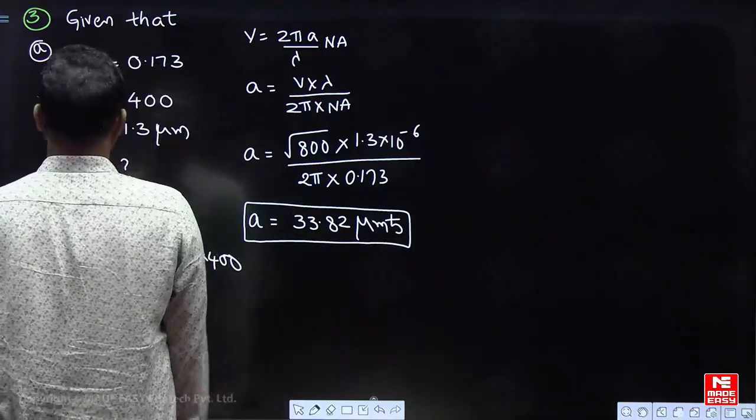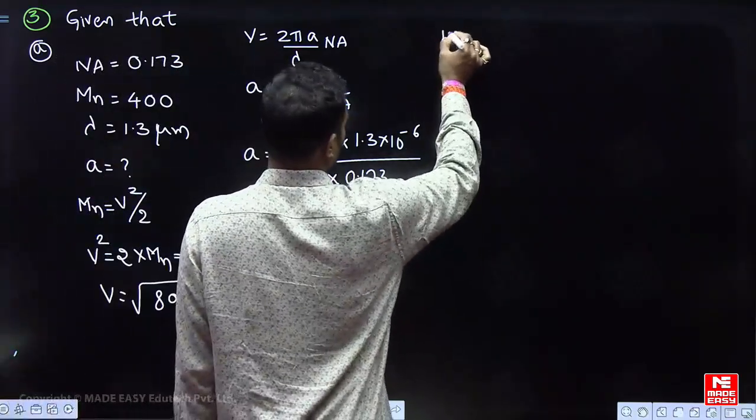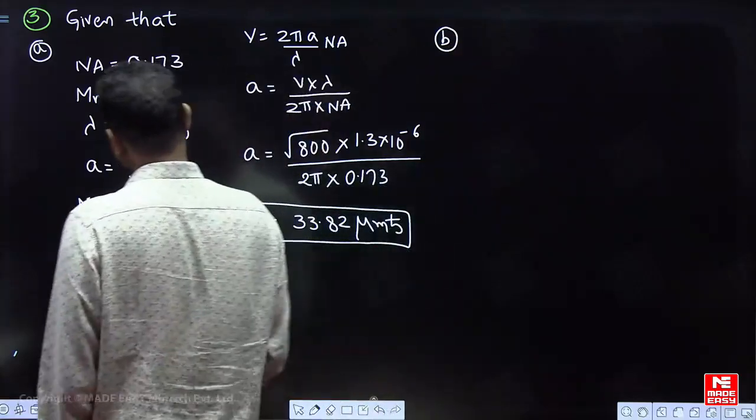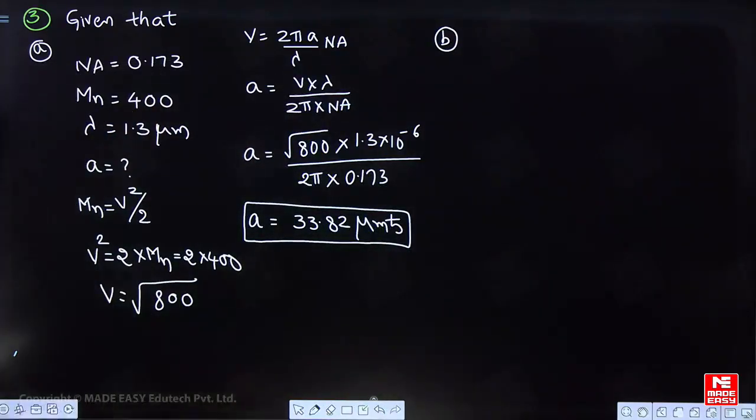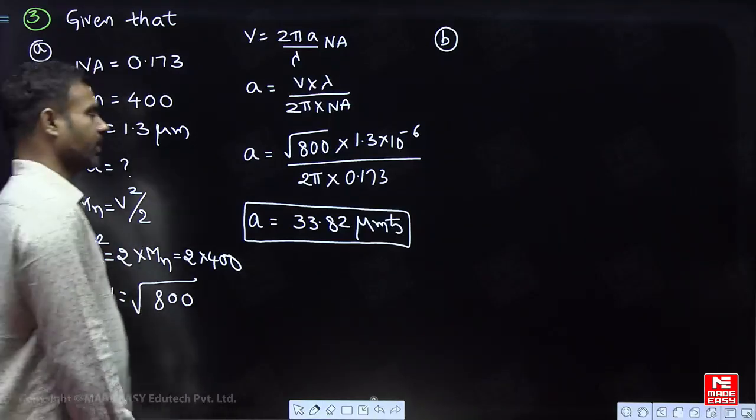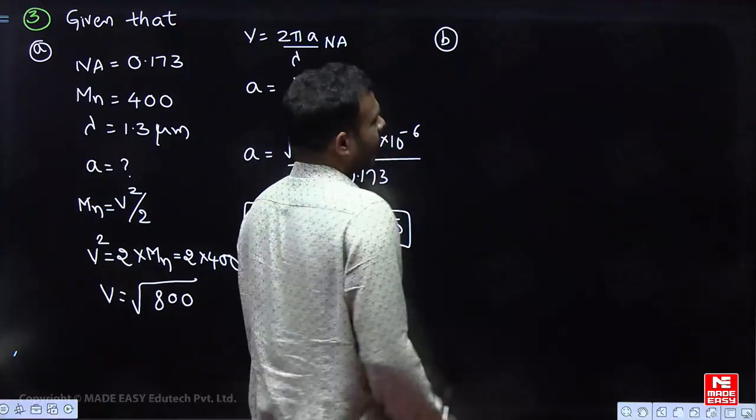Okay. Now see question number B. What it is asking is, what is the value of A to be decreased such that it can be operated in a single mode operation? To what value should the core radius be reduced so that it is a single mode fiber at lambda equal to 1.3 micrometers?